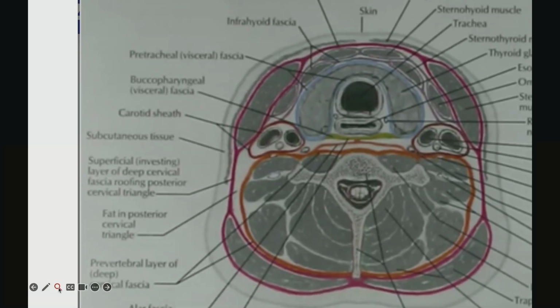Another important point to be noted here is, we have the vagus nerve here, we have the phrenic nerve here, we have the recurrent laryngeal nerve over here. So when the injection is given in the wrong planes, the injection can track to these areas. It can cause Horner's syndrome, it can cause hoarseness of the voice, it can even spread into the neuraxial space. So it is very important to remember this prevertebral fascia and the investing layer of deep cervical fascia.